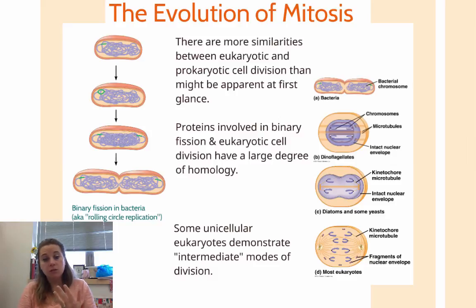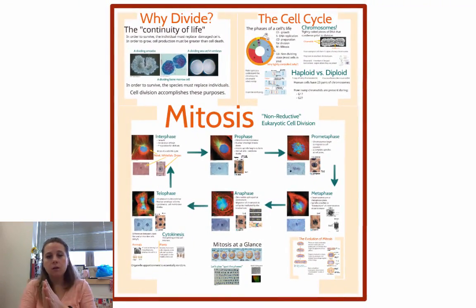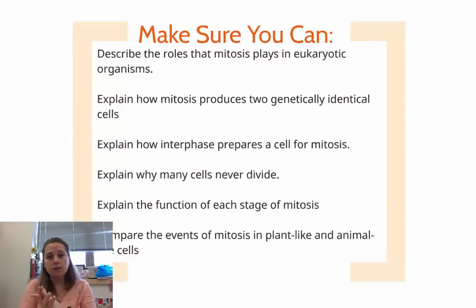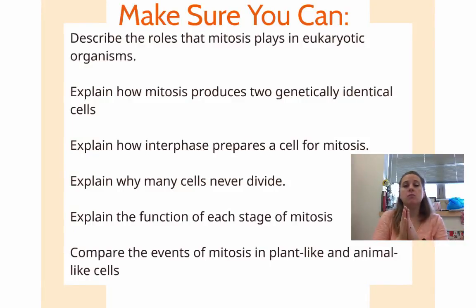Some unicellular eukaryotes are going to demonstrate these intermediate modes of division, similar to something like an amoeba or a paramecium. So just take a look at that variation. So with that being said, don't forget to make sure you can do these things and that you know the phases and you know what happens during each phase. And be thinking about those as we work our way through.